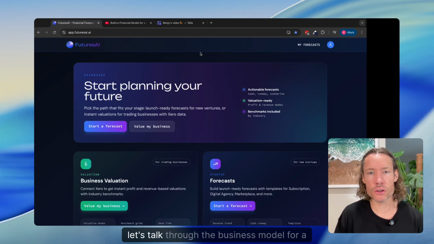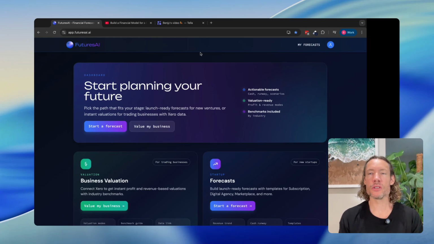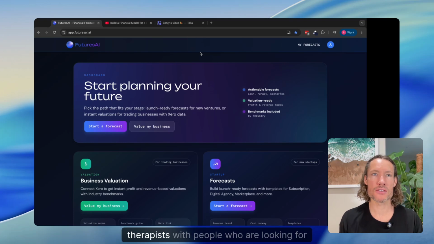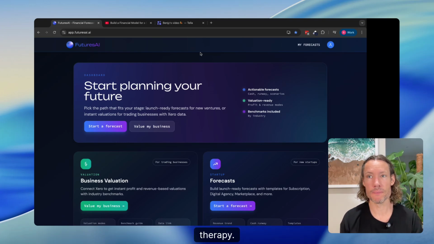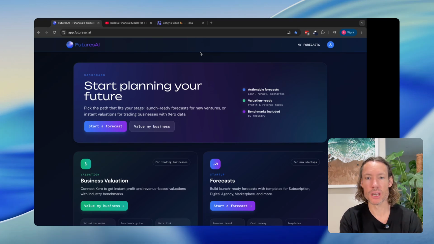Hey guys, let's talk through the business model for a therapist marketplace. So you're setting up a platform and you're going to connect therapists with people who are looking for therapy. And the reason I did this model is that I had a customer who I built a custom financial model for using Excel before I built the platform.